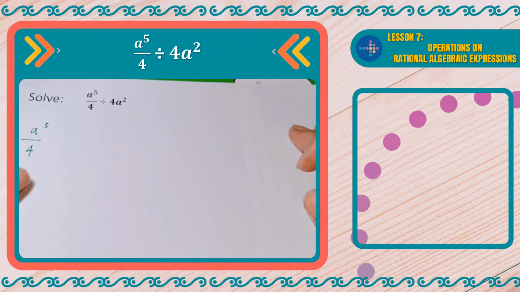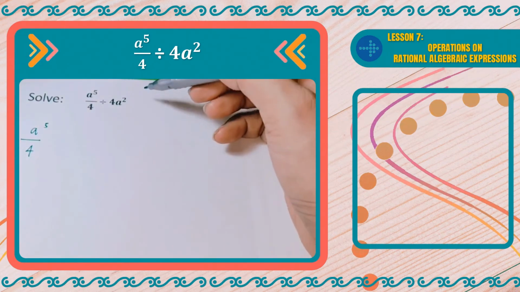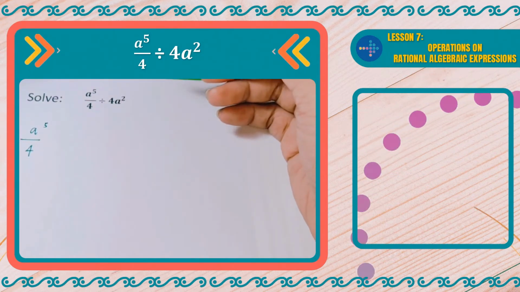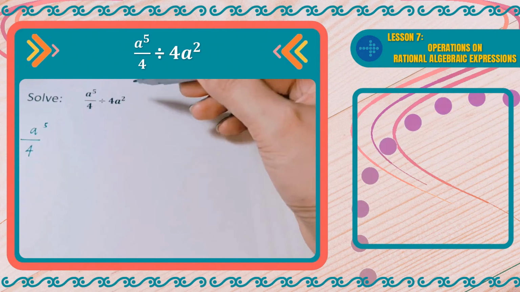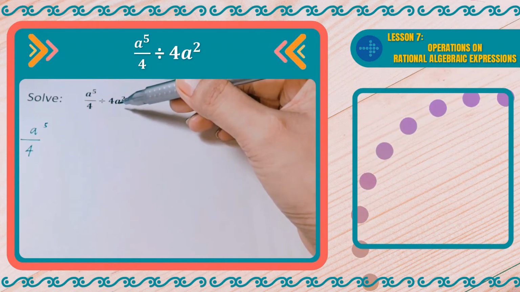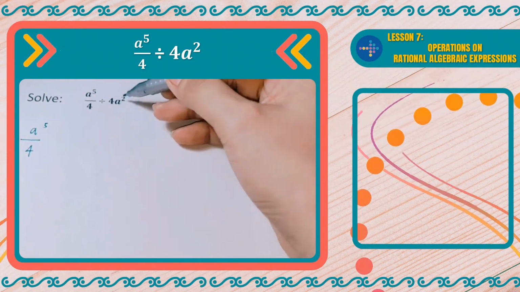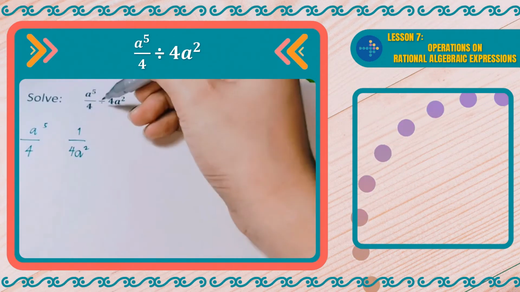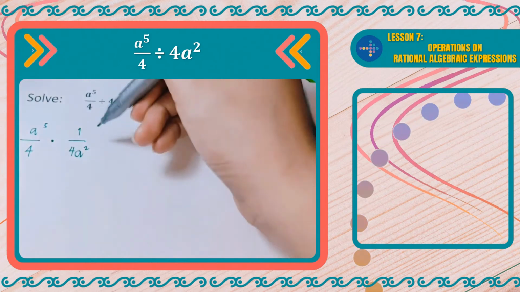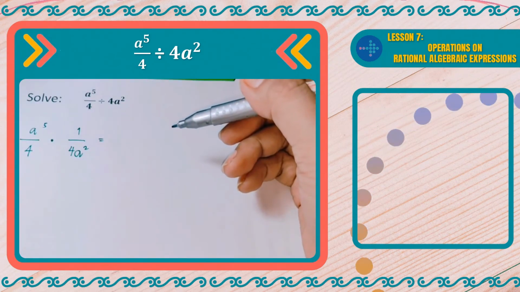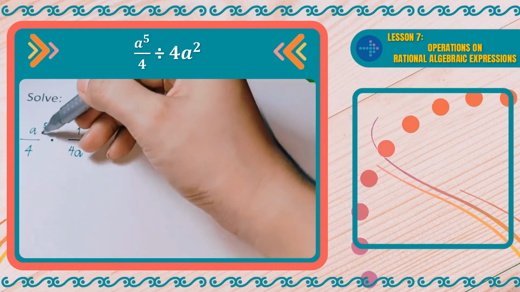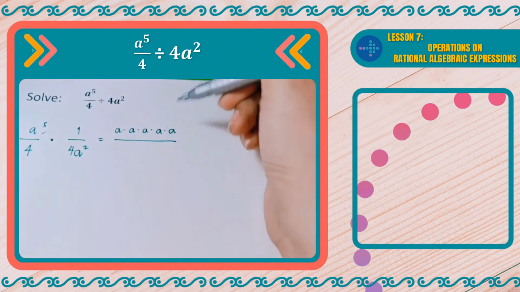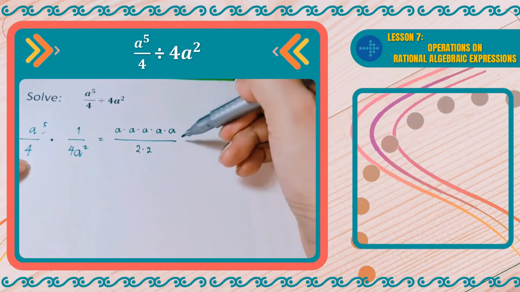So, the given is a raised to 5 over 4 divided by 4a squared. So, division, ang first step natin is to, again, write the dividend as is, then rewrite the divisor into its reciprocal. So, ang reciprocal niya ay 1 over 4a squared. Then, change the operation into multiplication. So, factor the numerators and the denominators. For a raised to 5, we have 5 a's. For the denominator, we have 2 times 2.